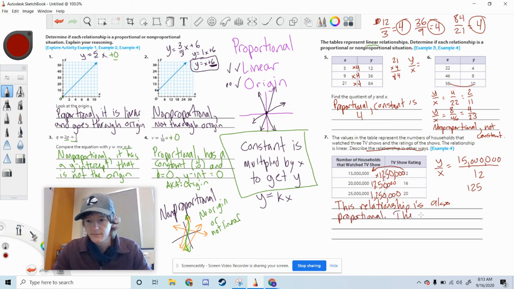How about the rating is always, I'm going to use another word, a synonym here, constantly multiplied by 1,250,000 to get the number of households.